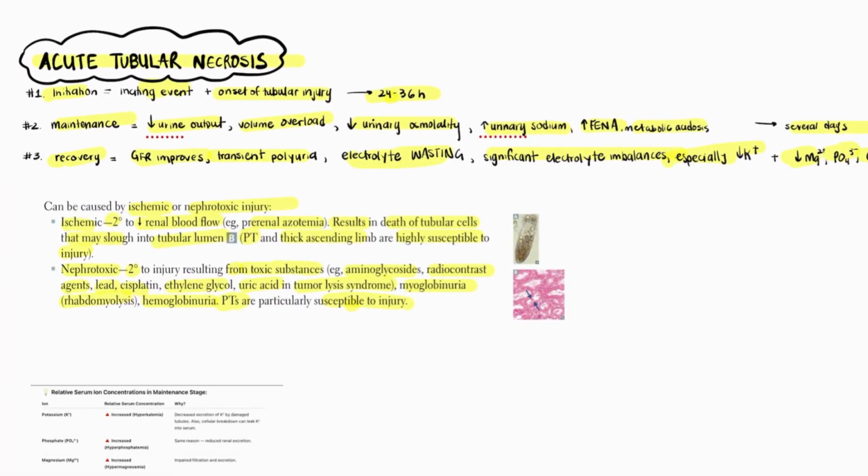So let's reiterate, initiation, not much is changing if you look at what's wrong with the patient. Then maintenance, you're not peeing a lot. If it's oliguria, on top of that, you're peeing out sodium along with other electrolyte imbalances. And then recovery is your GFR improves, you are peeing a lot, but your ability to reabsorb those ions has not caught up, so you're kind of electrolyte wasting.